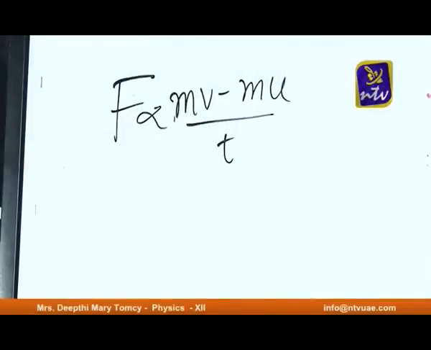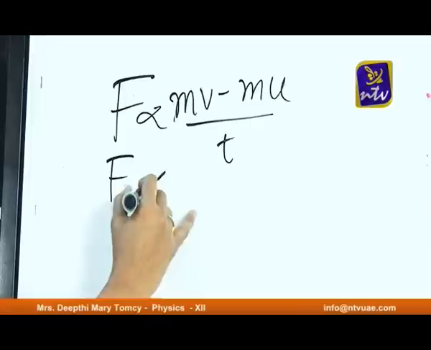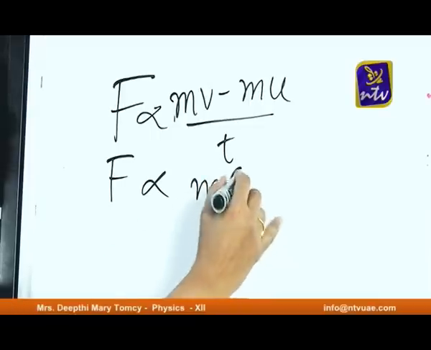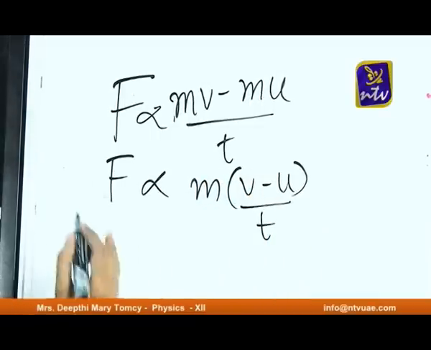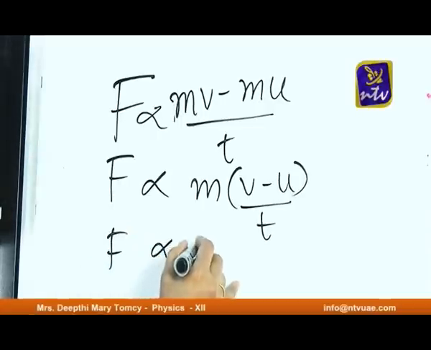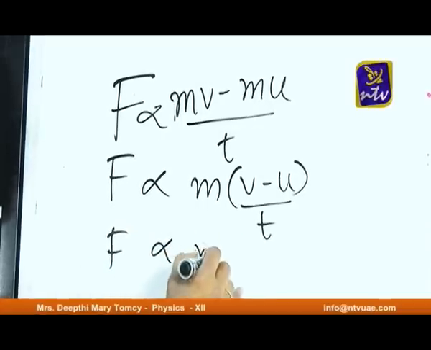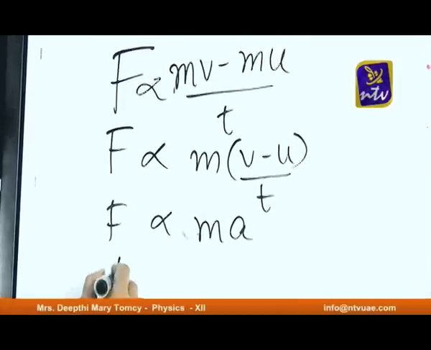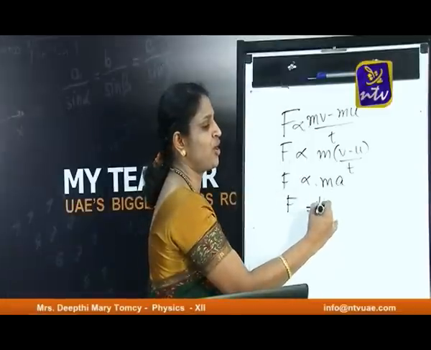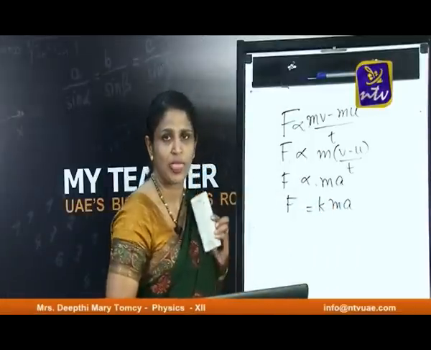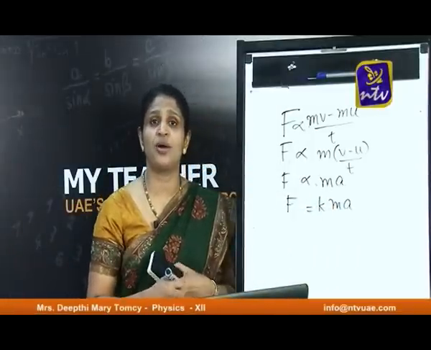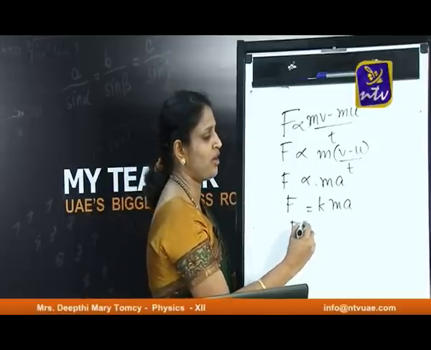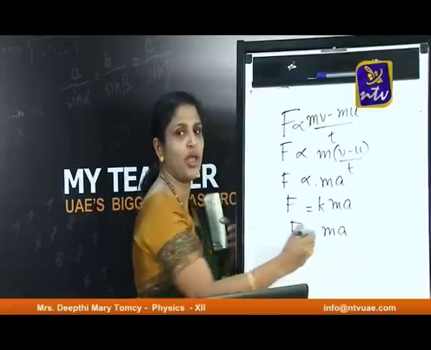And F is proportional to m(v minus u)/t. You can take m common in that expression, right? And then you can take (v minus u) by t in the bracket, and you have studied already in the first lesson that (v minus u) by t is called acceleration. And if I want, I can remove this proportionality sign and introduce a constant k into ma. In the SI system, the value of this k is 1. So then you can write mathematically F as m into a.